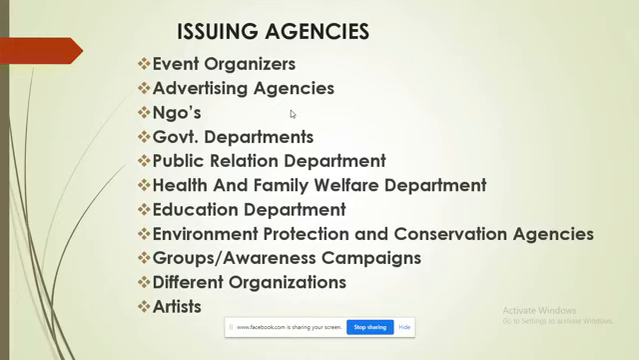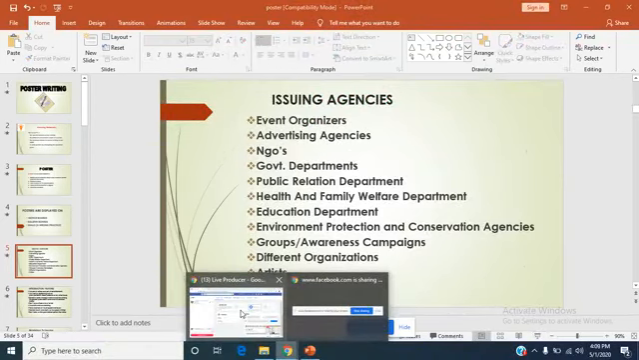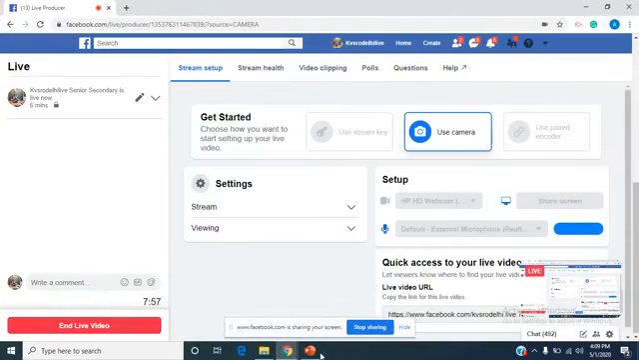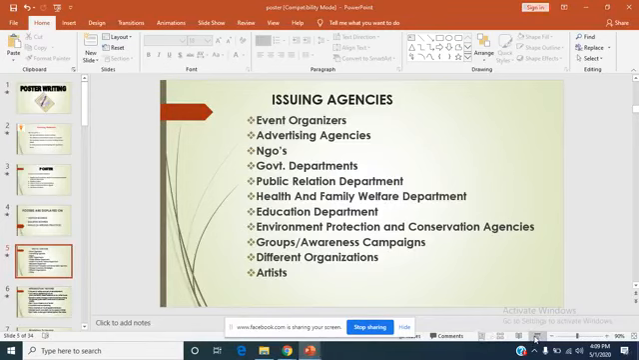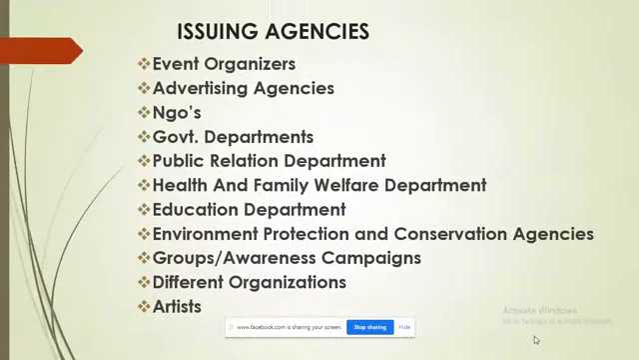Why am I discussing the issuing agencies with you? Dear children, issuing agencies are very, very important to know, because this is one of the important points of your format. If you don't know who the issuing agency is, you won't be able to know what to write in the name of the organizers or issuing agencies. That's a very important point.